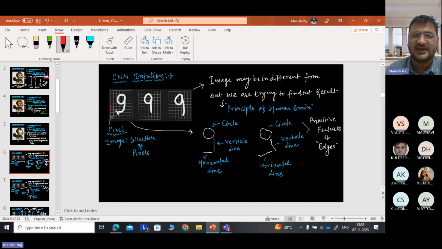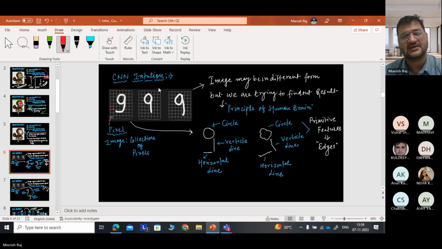Maybe some people will write nine like this. Some people will write 9 like this. Some people will write nine like this. But you have to make a system which can recognize all these types of signals, because if you are seeing these two, three nines, your brain is trained to understand this is 9. If I ask everyone, everyone will say, sir, this is 9. So how is it happening?